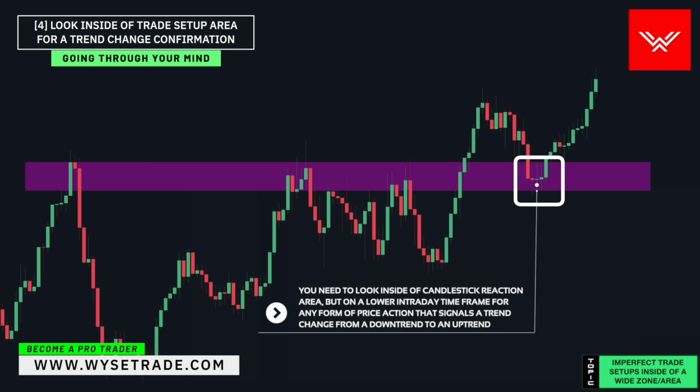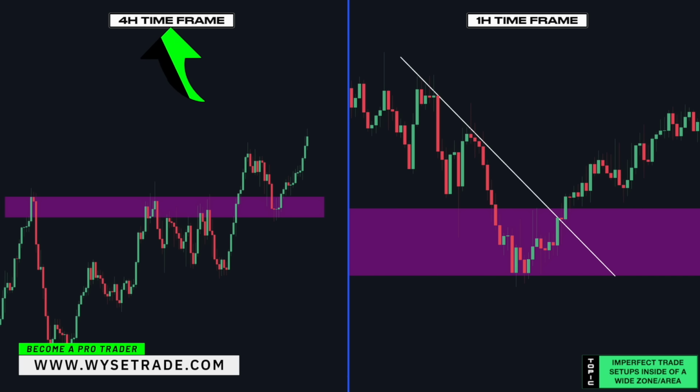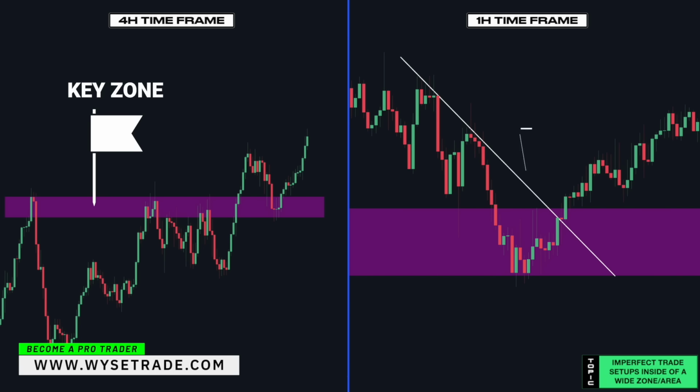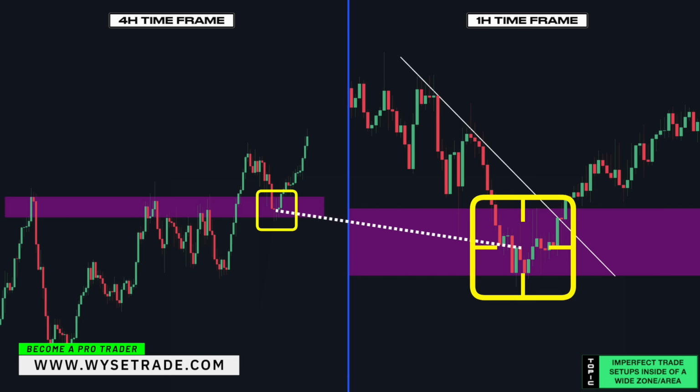Let's pull up the 1-hour time frame and put it beside this one. On the left is the 4-hour time frame we just looked at, and on the right is the 1-hour time frame of the same asset. This key zone here is this same zone here. The trade setup we identified here is this same area here.